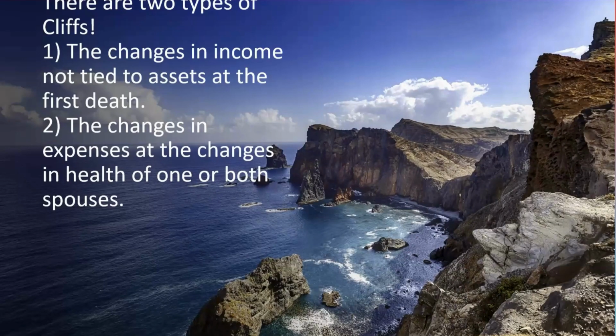So there's two types of cliffs. One is the changes in income not tied to assets at the first death. And most of you already know that the lowest Social Security is going to disappear within 30 days. And some people have pensions that they split with their wife, and the pension's not going to change. But some people got divorced and then retired and took 100% of their pension, and then when they die, their wife loses that pension, and the wife doesn't even know it until it doesn't show up in the bank anymore.